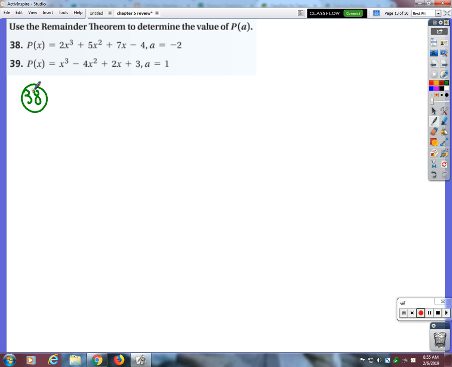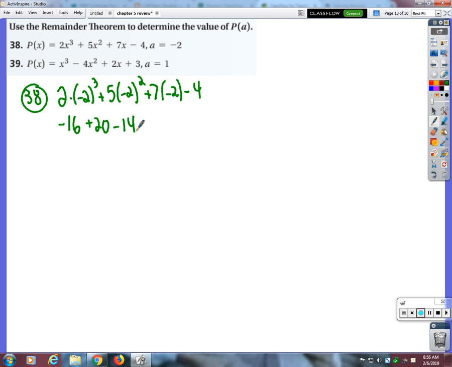Gabby, do you want to just plug the -2 in, or do you want to use synthetic division? Just plug it in. Okay. So 2 times -2 cubed plus 5 times -2 squared plus 7 times -2 minus 4. So -2 cubed is -8. -8 times 2 is -16. -2 squared is 4. 5 times 4 is 20. -2 times 7 is -14, and then -4. Negative 34 plus 10 is negative 14.